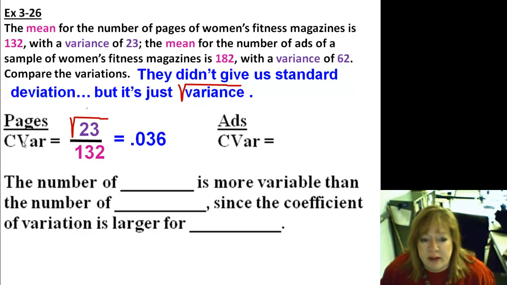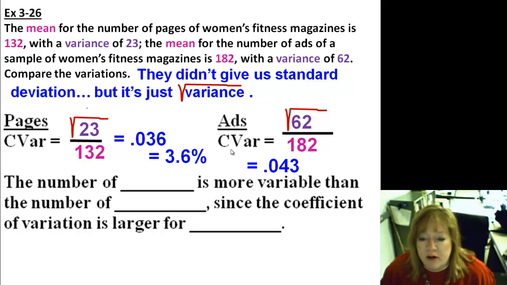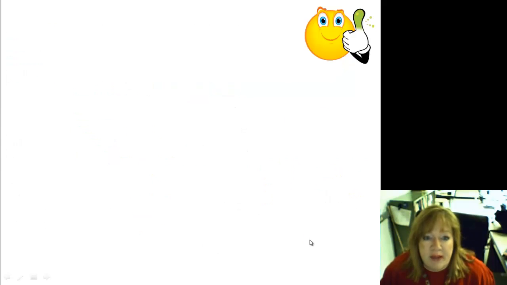We'll get 0.036, or 36 thousandths. Move the decimal 2 spaces to the right. That's 3.6%. For the ads, we will take the square root of 62 divided by 182. And that's going to give us a grand total of 0.043, which is 4.3%. This one's higher. 4.3% is bigger than 3.6%. So the number of ads is more variable than the number of pages, since the coefficient of variation is larger for the ads. That's all there is to it.